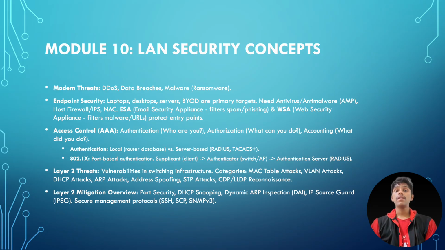This module specifically highlights the layer 2 threats that attack the switches themselves, like MAC table flooding, VLAN hopping, DHCP spoofing, ARP poisoning, and STP manipulation. We get an overview of layer 2 mitigations like port security, DHCP snooping, and dynamic ARP inspection and all. So all these LAN security concepts are covered in this module.